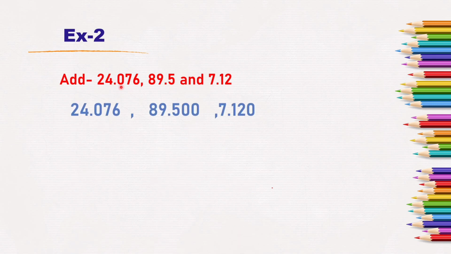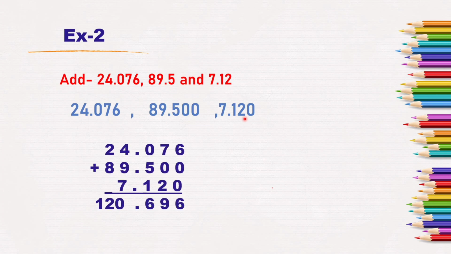So here the first number remains the same. For the second number, after the decimal point, it's only one digit. We have to make it 3 digits. So we'll add 2 more zeros at the end. And 7.12, here are 2 digits. We need to make it 3 digits. So we'll add 1 zero at the end. So here we also understood that adding zeros after the given number in decimal numbers will not change its value, right?